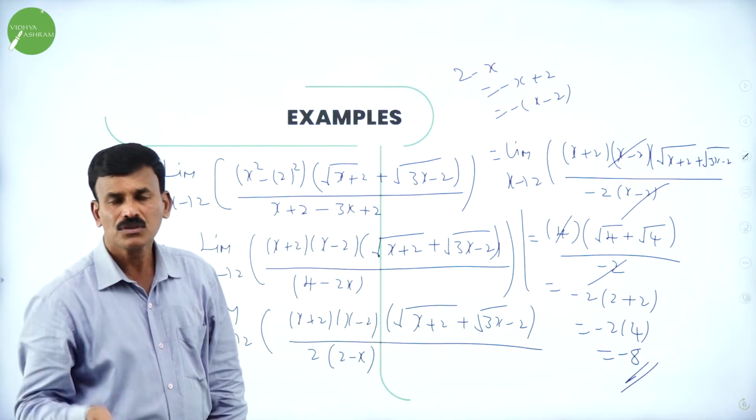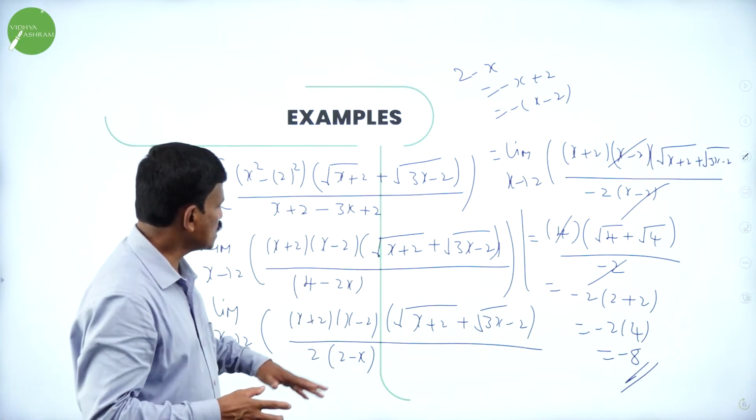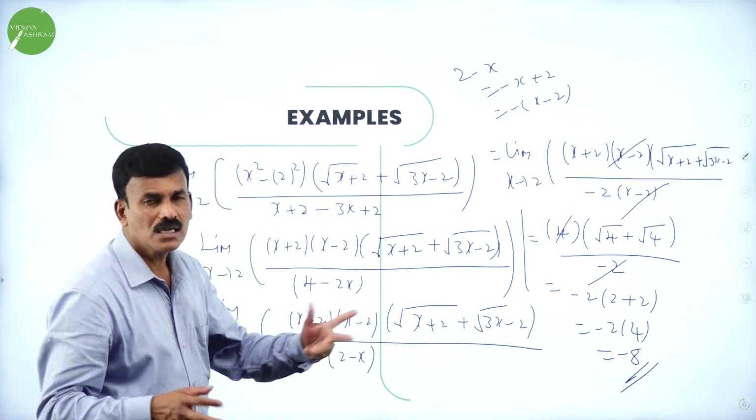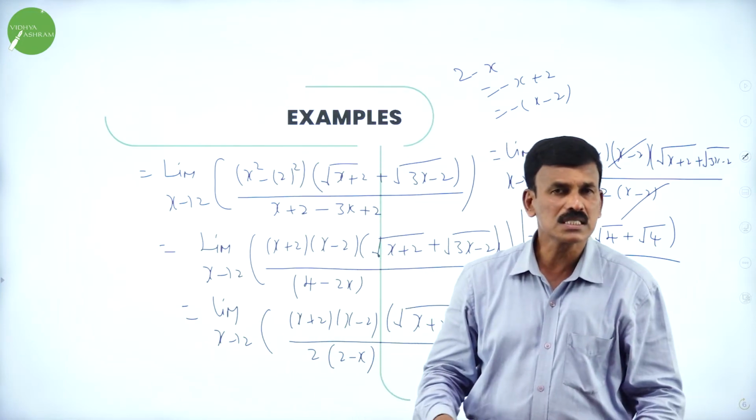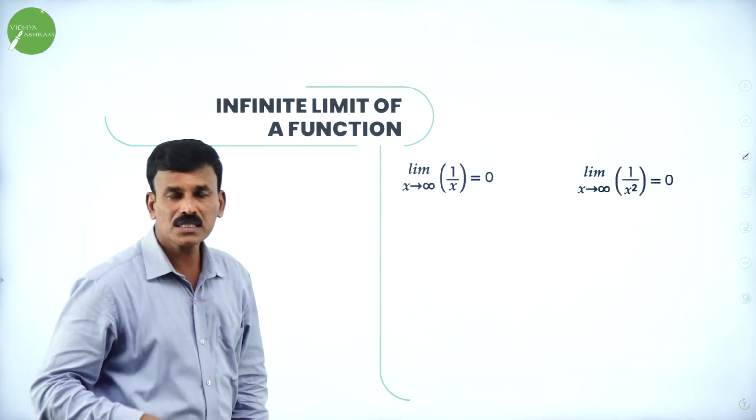That's it. Hope you followed. Very simple. Just cancel the terms which get cancelled and substitute the value of the limit, you will get the answer. That's it. Very simple problem indeed. Okay. Let us come to the next concept.